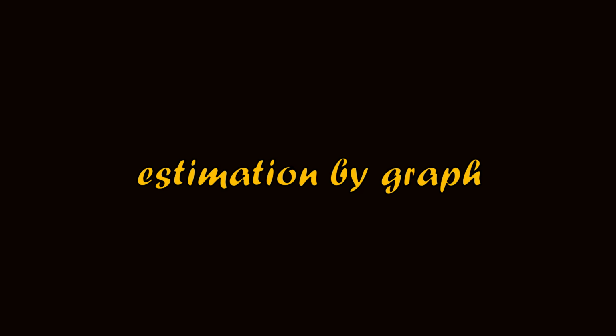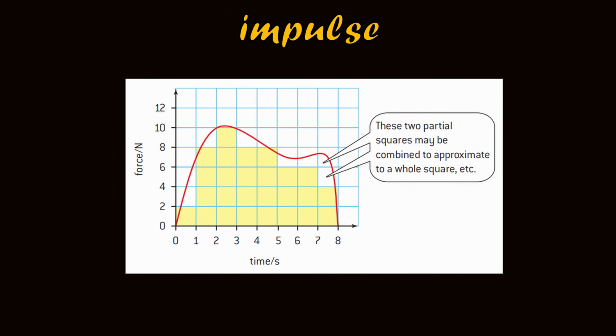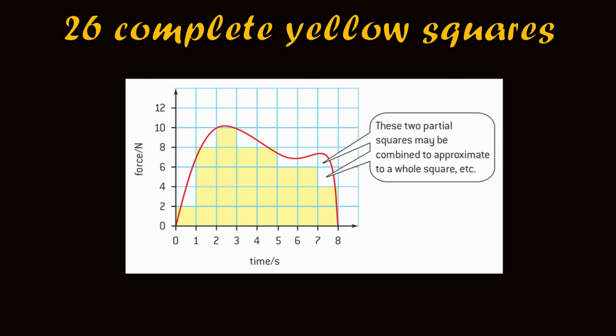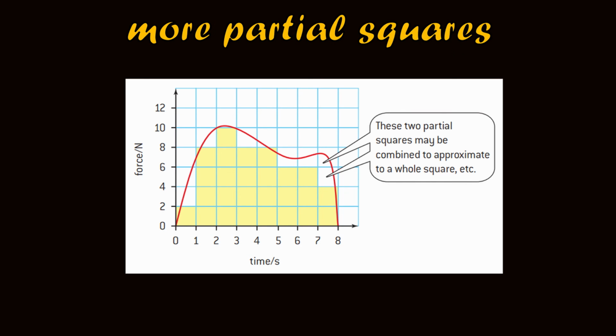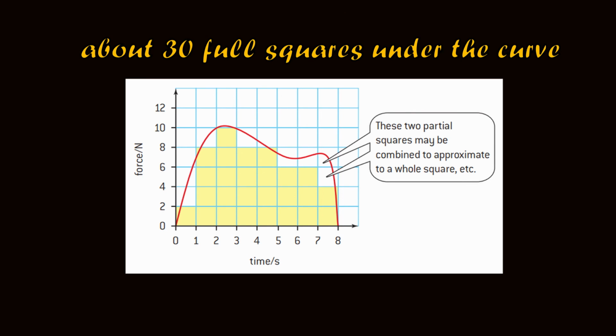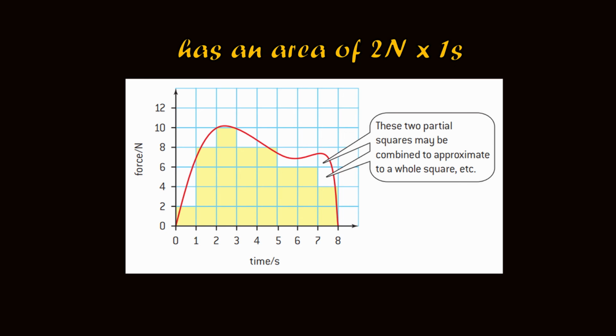Moving on to estimation by graph. This is our last part of 1.1. Sometimes the exam might give you a graph and call for you to estimate the area under the graph to find the value for something. In this example, we calculate impulse, which is force multiplied by time. To do so, we estimate how many squares the graph makes up. In this example, there are 26 complete yellow squares under the curve. There are more partial squares totaling to about 4 full squares. So we have a total of about 30 full squares under the curve. Each square has an area of 2 newtons times 1 second, which equals 2 newton seconds. So our answer in this case is 60 newton seconds approximately.